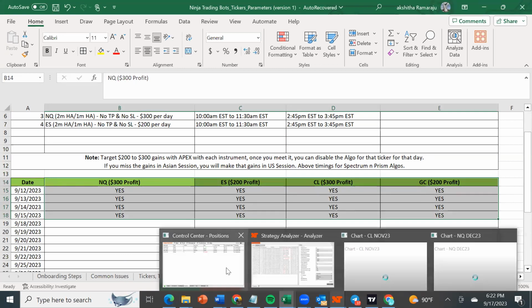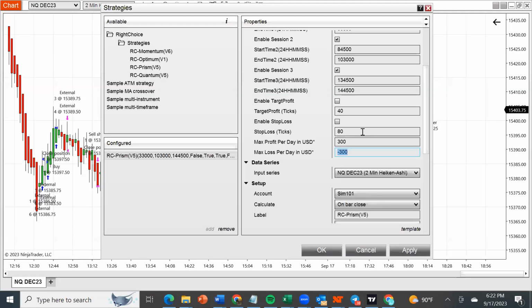But because you have control, even after reaching it, or instead of 300, if you change it to 3000, again you may get into the same problem where it will make some $1,000 profit, and again it may lose all the $1,000 profit.